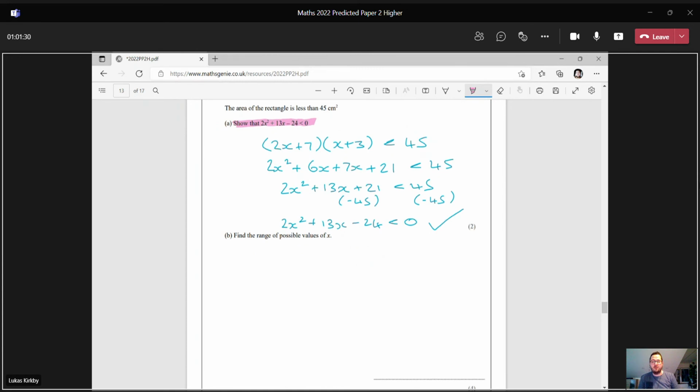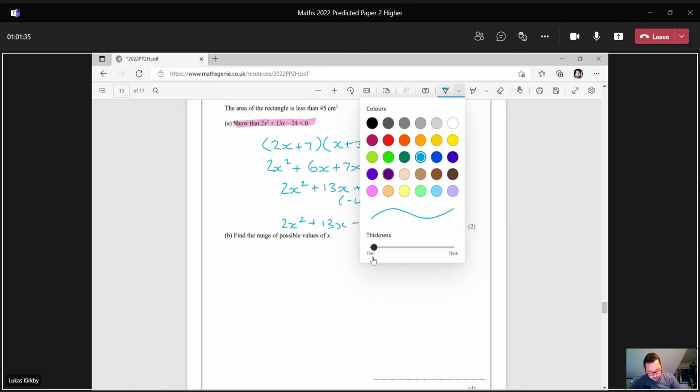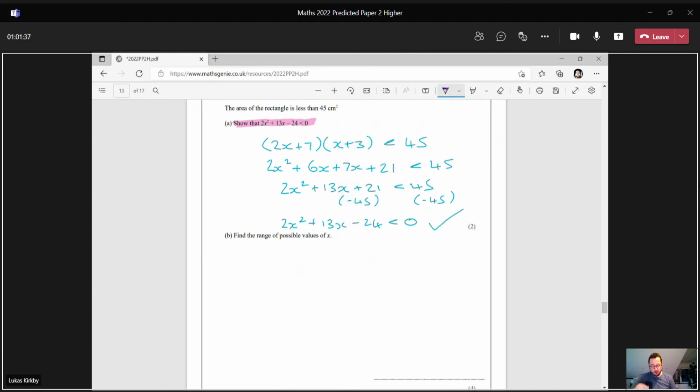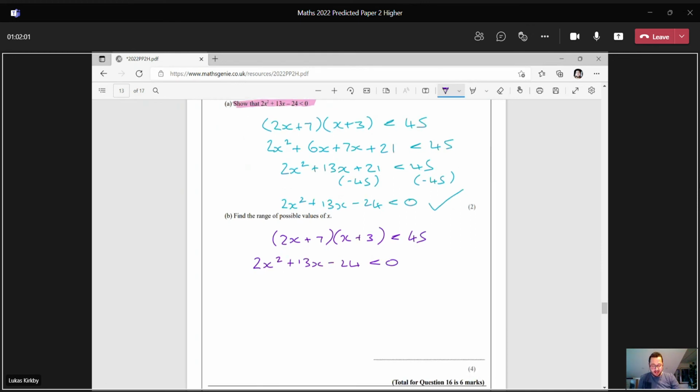So we want to find a range of possible values of x. So let me just grab a different colour. So we want to solve basically 2x plus 7, x plus 3 is less than 45, but that is the same as solving 2x squared plus 13x minus 24 is less than 0. Okay, now there's lots of ways to solve this quadratic.